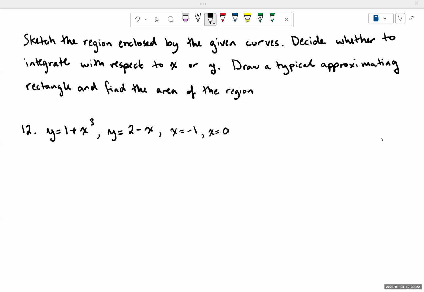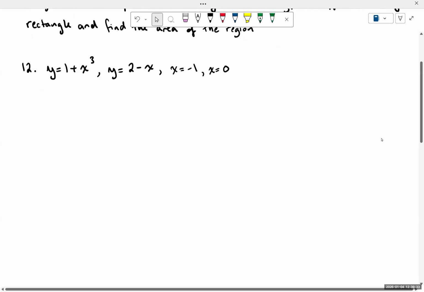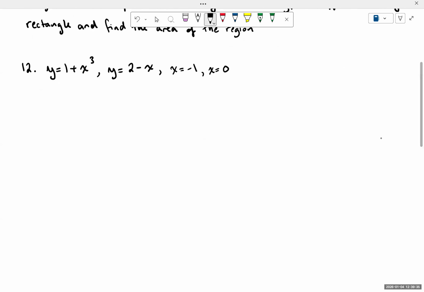So whenever I see a problem like this, the very first thing I want to do is draw the picture. For number 12, they've given us two curves and two straight lines: x equals -1, x equals 0. So let's just try to draw those. That's our first step.